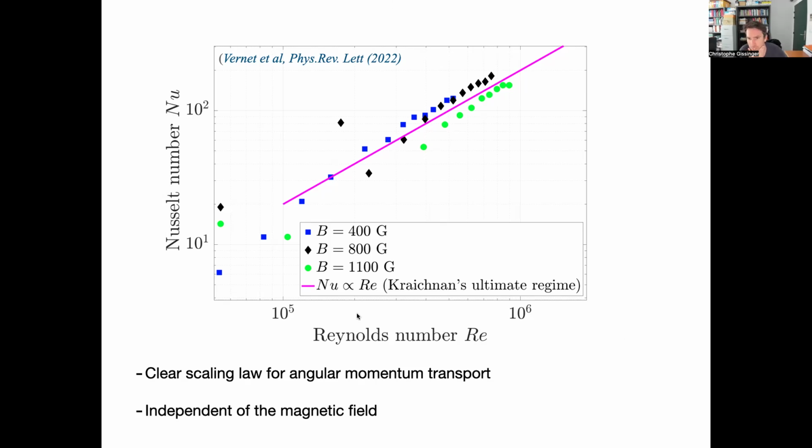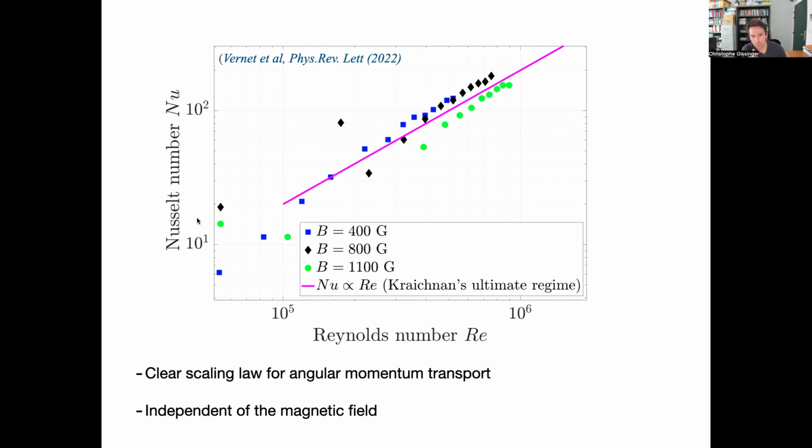That's really the take-home message of our paper here. Okay, that's the main result of this laboratory study. So what can we say? First, it's quite obvious that we have a clear scaling law. You can see that the Nusselt number really seems to evolve linearly with the Reynolds number. Okay, that's the first obvious observation.